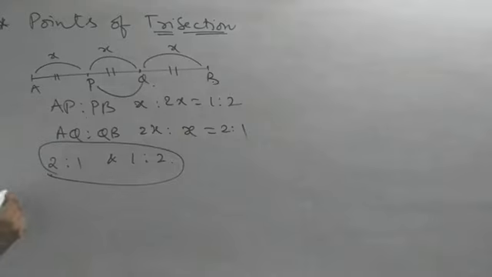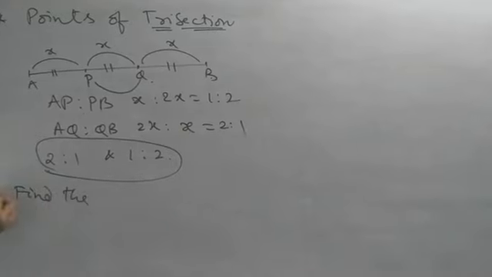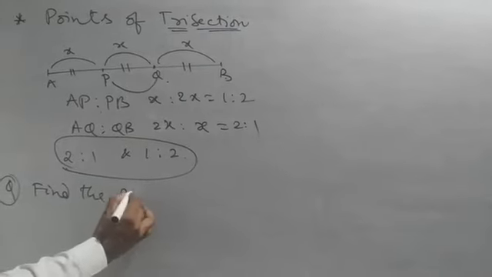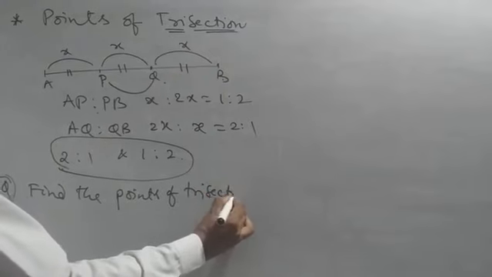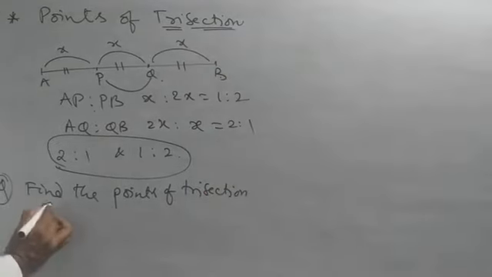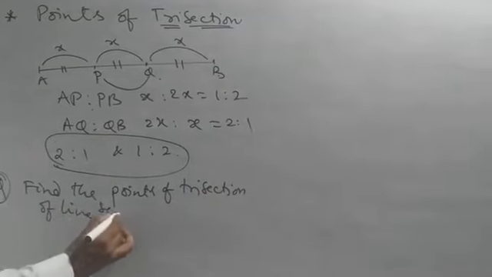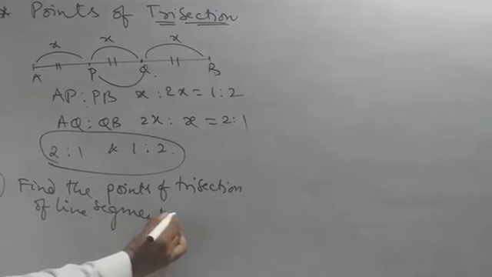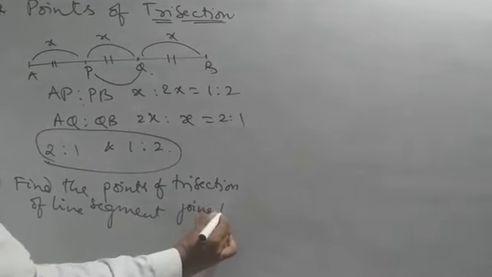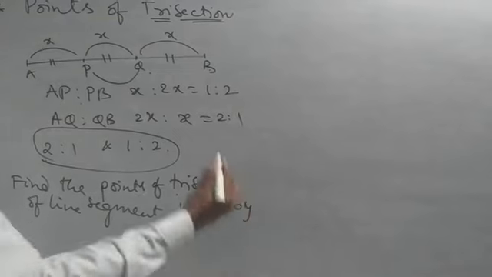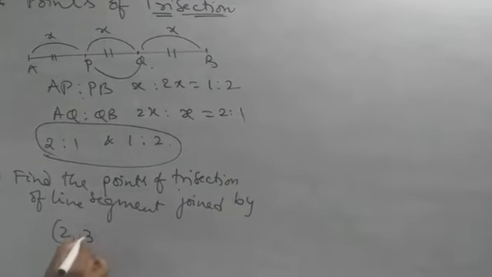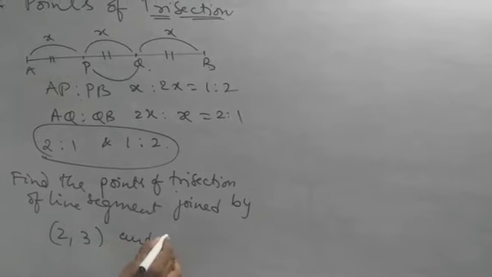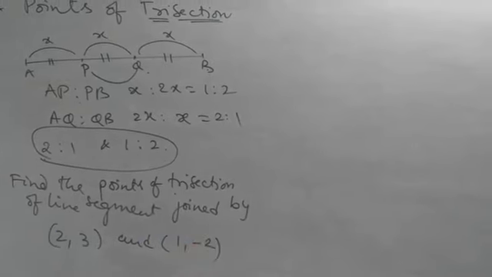For example, find the points of trisection of the line segment joined by (2, 3) and (1, -2).